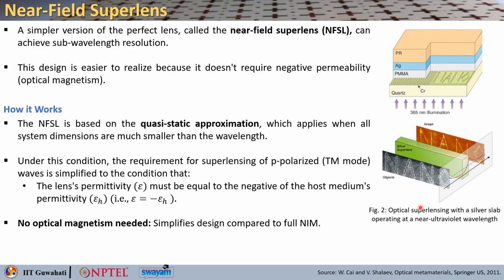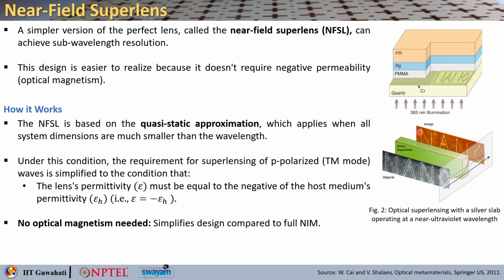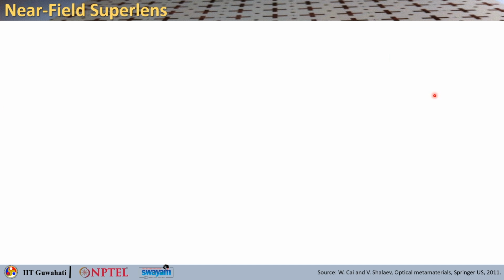So, here is an image of optical super lensing achieved using a silver slab operating at ultraviolet wavelength. These objects have very tiny slits which are sub-wavelength, but because of this silver super lens, you can see the evanescent waves get amplified and the information can be captured in the images. This is the schematic, or the cartoon, that tells how it works, and this is how it was exactly made. You have PMMA, then silver and some photoresist, then the chromium slits, on a quartz substrate. That is how it was made.